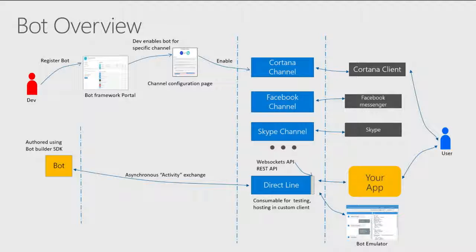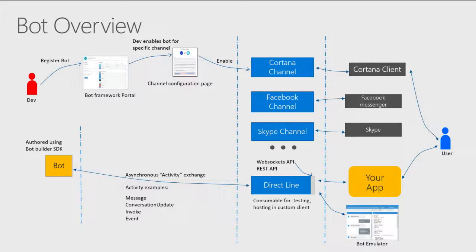The bot interactions are asynchronous message exchanges, and these messages are called activities. And there are various different types of activities, such as a message or an invoke or an event. And we'll talk about some of these when we talk about how you customize the experience to your application.